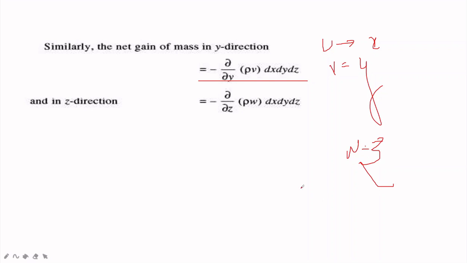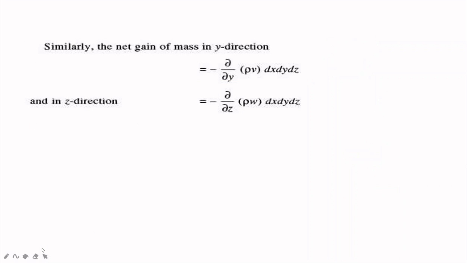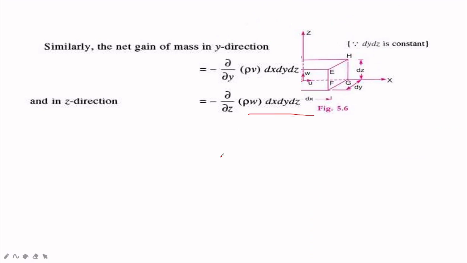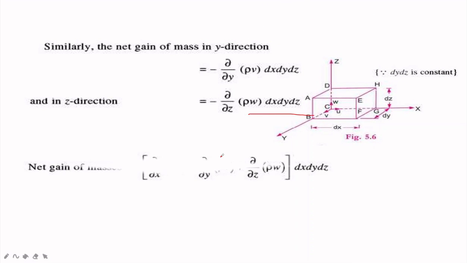Remember this. Okay, similarly the net gain of mass in y direction is partial differentiation of y, rho v dx dy dz, and in z direction partial differentiation of z, rho into w dx dy dz. Okay, so all are in negative factor, right? Now, we found out the net gain of mass in x, y and z directions. So when we make the total, what do we get?